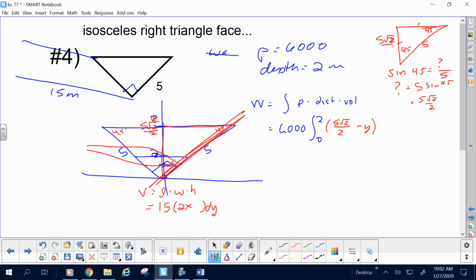5 root 2 over 2, run. Oh, it's just one. The slope is just 1. Yeah, x and y are the same. It's a 45, 45, 90. So if y equals x, then x equals y. So we can integrate 15 times 2y dy.